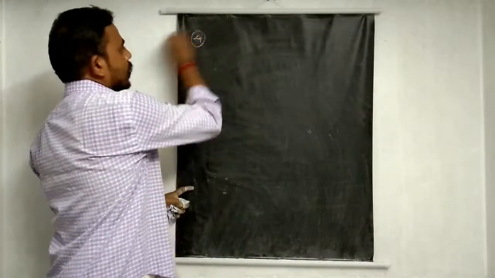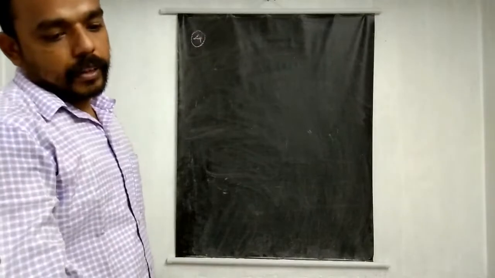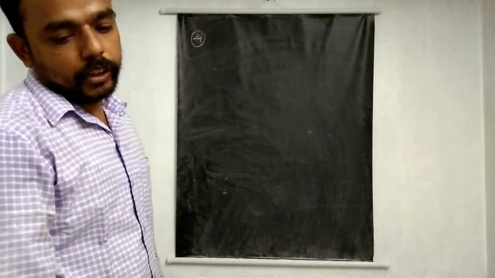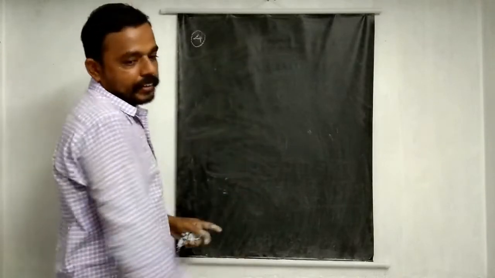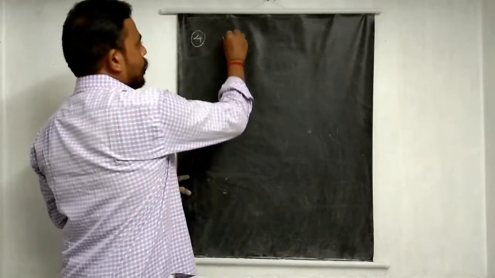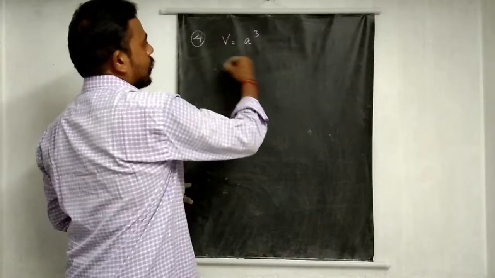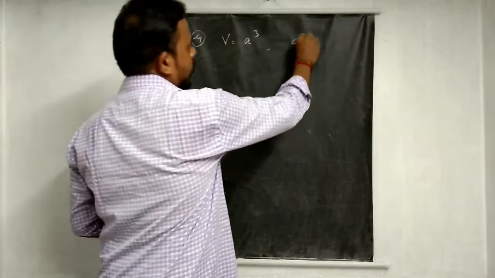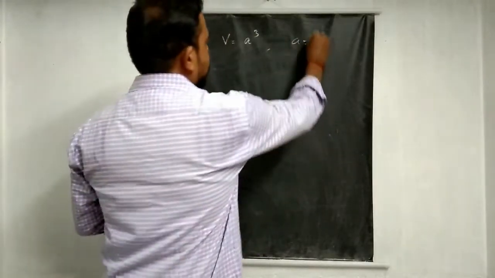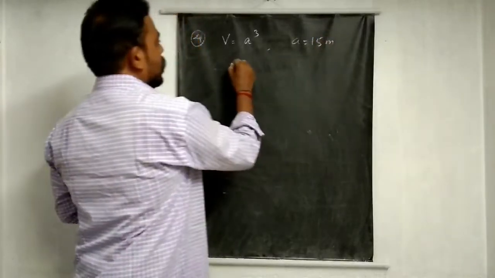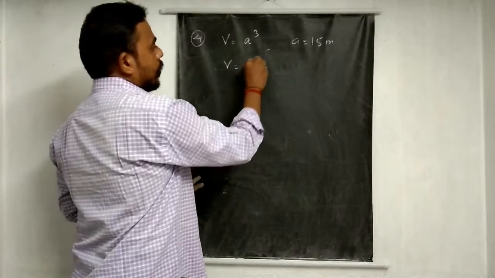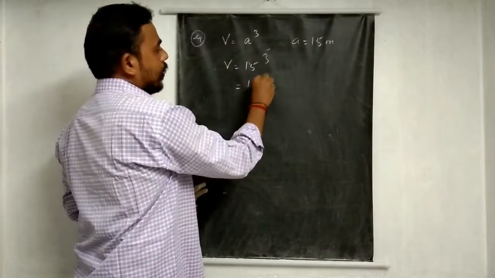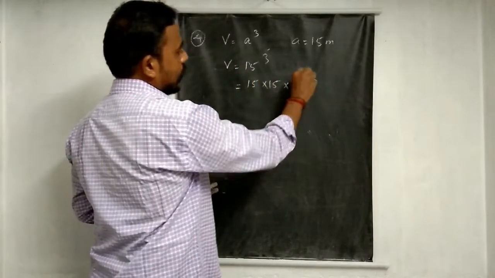Fourth one. Find the volume of a given cube with a side. Find the volume of. So volume of cube equal to a to the power 3, where a equal to here given 15 meter. So volume of cube equal to 15 power 3. That is 15 into 15 into 15.